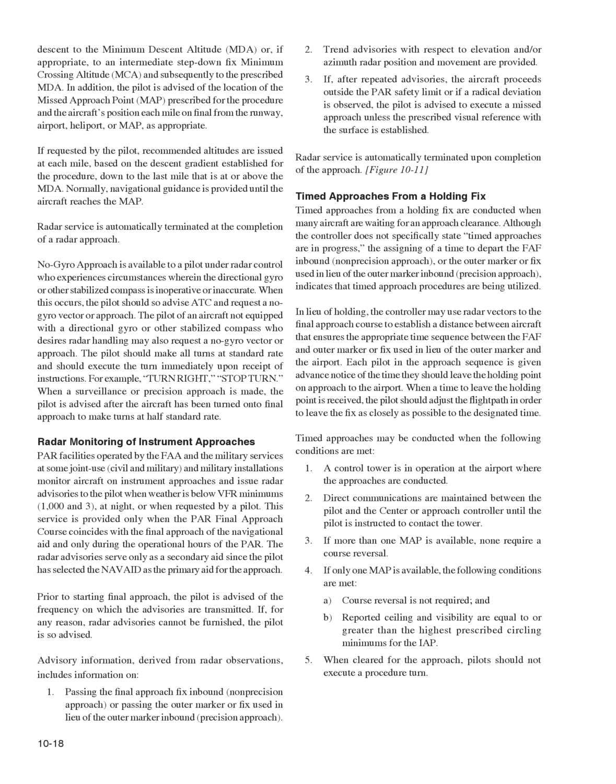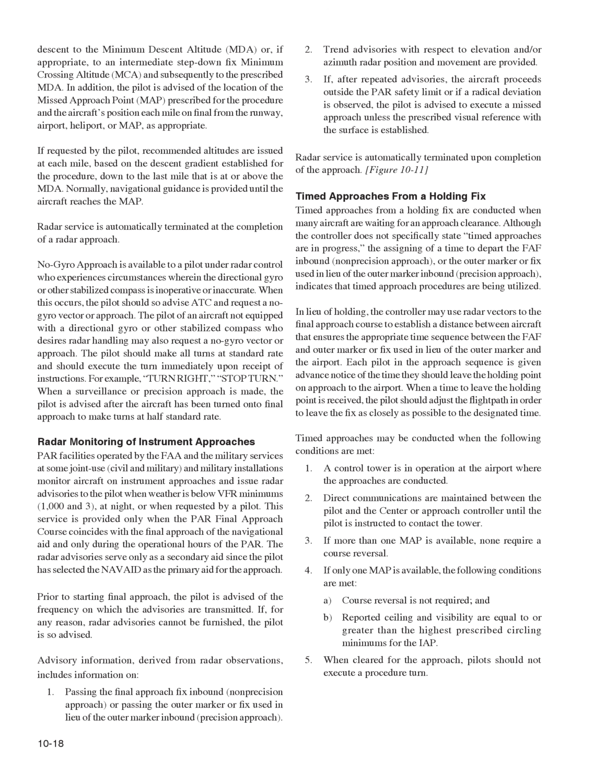The radar advisories serve only as a secondary aid since the pilot has selected the nav aid as the primary aid for the approach. Prior to starting final approach, the pilot is advised of the frequency on which the advisories are transmitted. If, for any reason, radar advisories cannot be furnished, the pilot is so advised. Advisory information, derived from radar observations, includes information on: 1. Passing the final approach fix inbound, non-precision approach, or passing the outer marker or fix used in lieu of the outer marker inbound, precision approach.